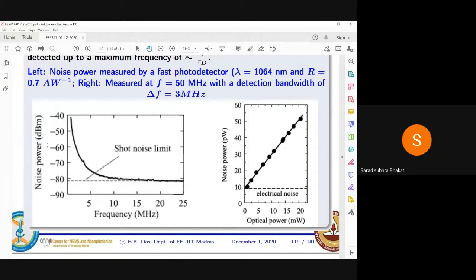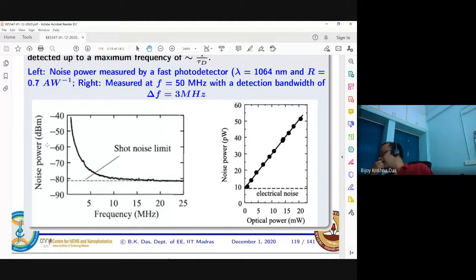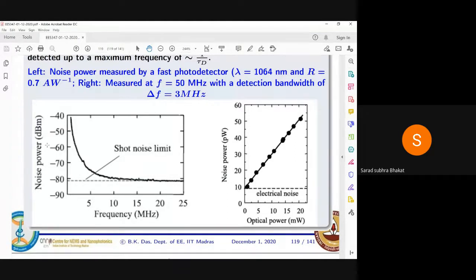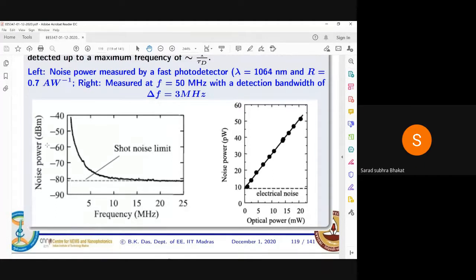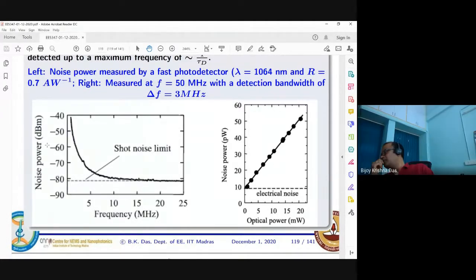10 log of that power, I think. Just power, yeah? 10 log of the power. If it is a microwatt, suppose it is 100 microwatt, what would be the dBm? I'm just giving you 100 microwatt. What would be dBm?